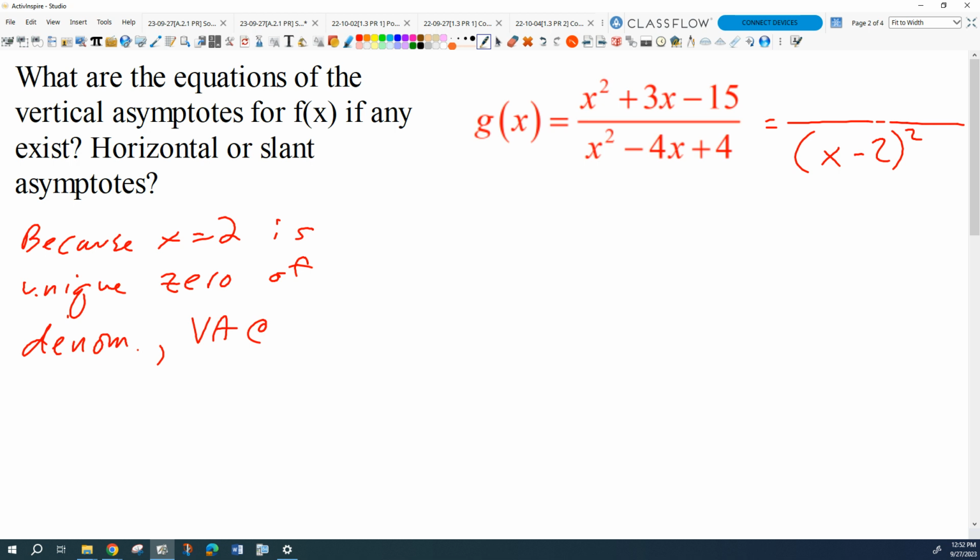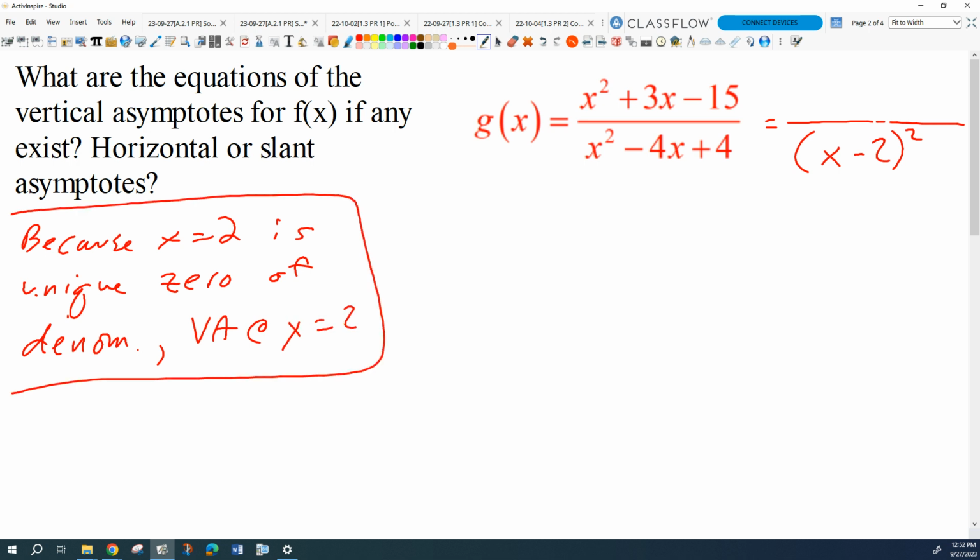So we have a vertical asymptote at x equals 2, right? Give me 1 to 5 on that. Is that all making sense? Good with that? Okay. All right, horizontal or slant asymptotes. You can tell me right away what's going to be our horizontal asymptote. It's going to be 1, isn't it? What's our rule?